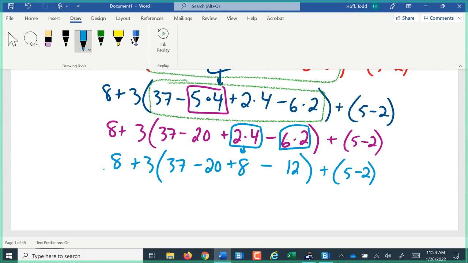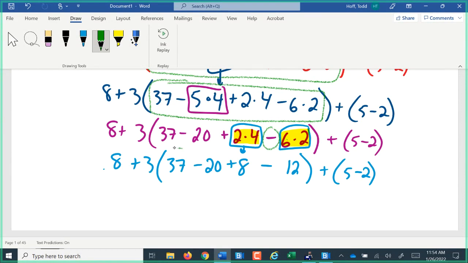So again, the reason I was able to do both of those at once is they were separated by an operation with lower priority. So there was nothing that was going to happen between those two items until the multiplication was complete. So we could do them both at the same time.